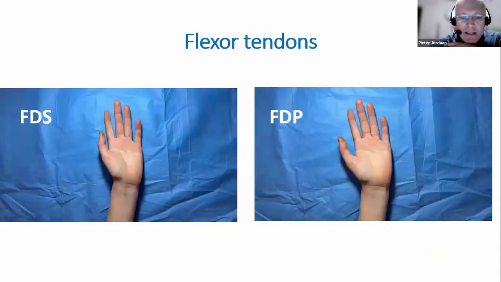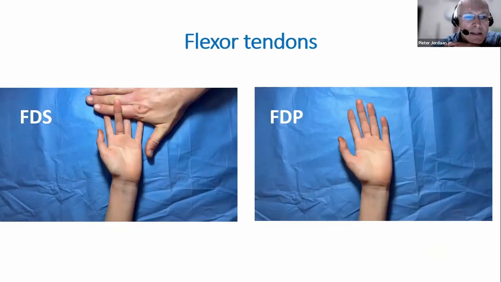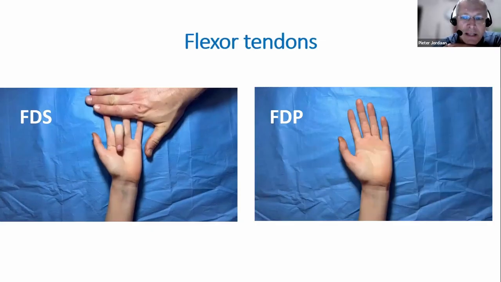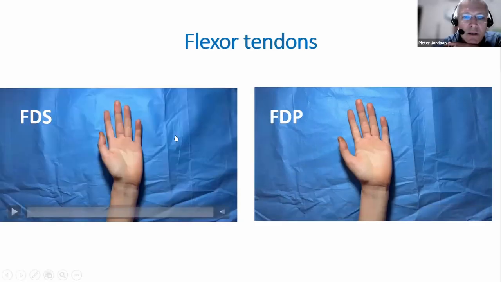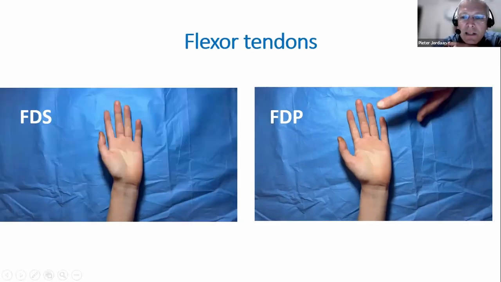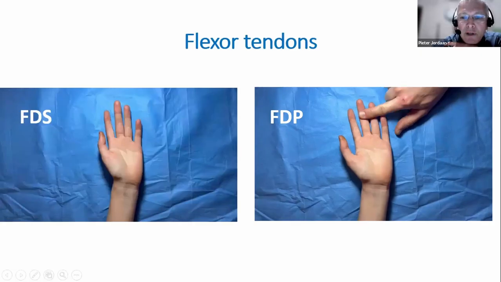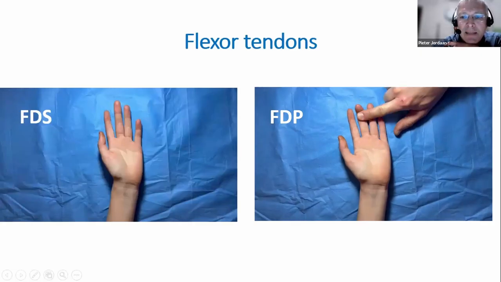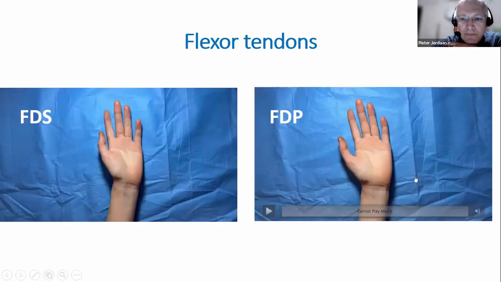FDP and FDS, basically what you do is you immobilize the DIP joints of the fingers you're not testing, so in extension, and then you get them to flex at the PIP joint. With the FDP, you'll basically apply pressure over the middle phalanx and then get them to flex the DIP joint.